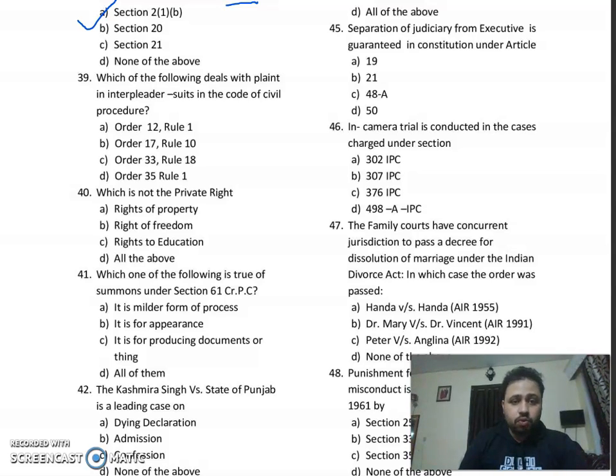MCQ number 39. Which of the following deals with the plaint in interpleader suit in the code of CPC? Option A, Order 12 Rule 1. Option B, Order 17 Rule 10. Option C, Order 33 Rule 18. Option D, Order 35 Rule 1. So the right answer over here will be Order 35 Rule 1. Okay, right answer will be Order 35 Rule 1.